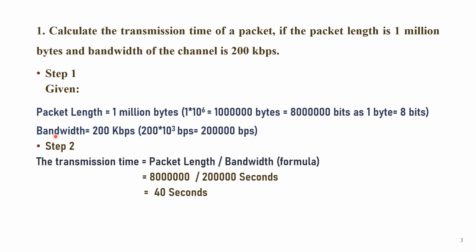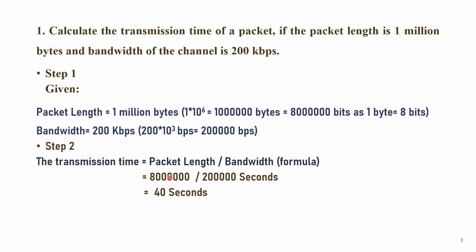And we come to bandwidth now. Bandwidth here is given as 200 kbps. How can you represent kbps in terms of bits per second? We can represent it as 200 into 10 to the power of 3 bits per second, which is 2 followed by 5 zeros bits per second. So now we have converted into the appropriate measurement, and now you can substitute it.